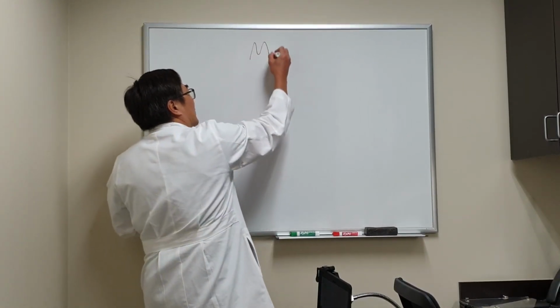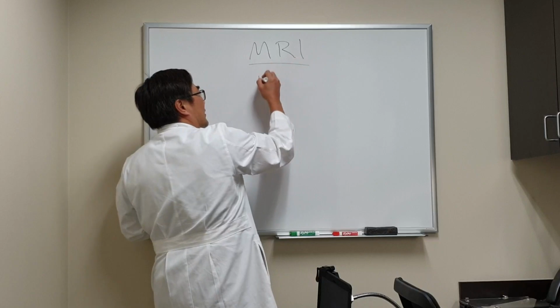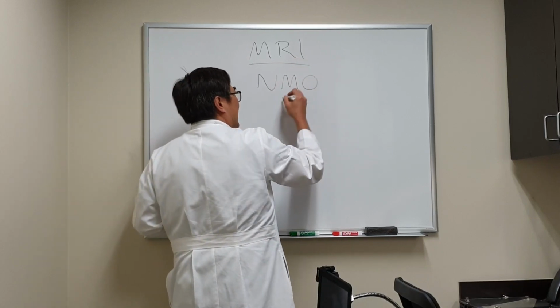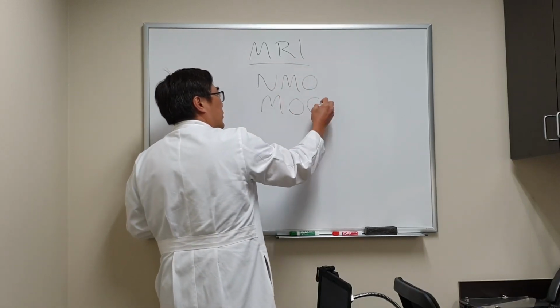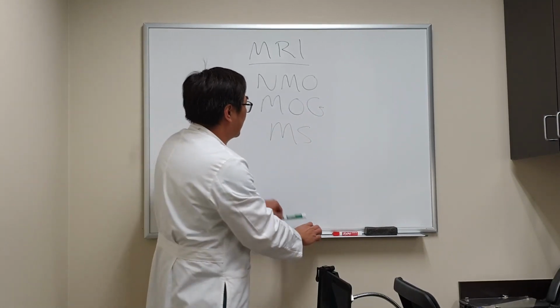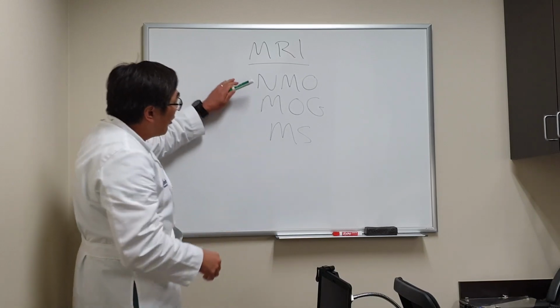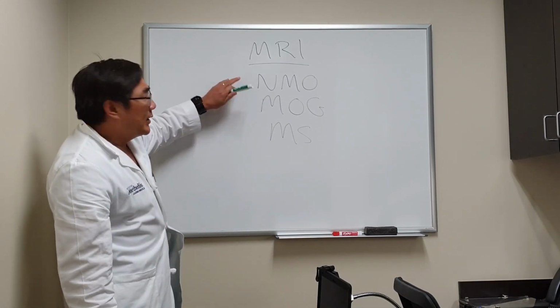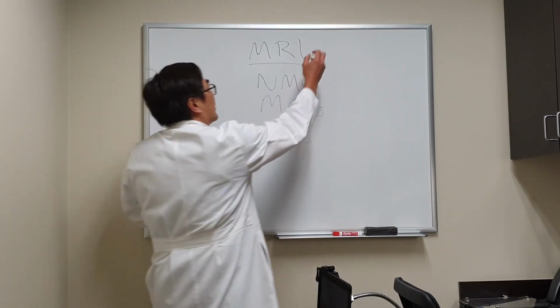So today we're going to talk about how we use the MRI to differentiate the MS-like illnesses, NMO and MOG, from the more classic cause of optic neuritis, which is multiple sclerosis. So they're all going to present in the same way clinically, optic neuritis. So all of these patients have optic neuritis.